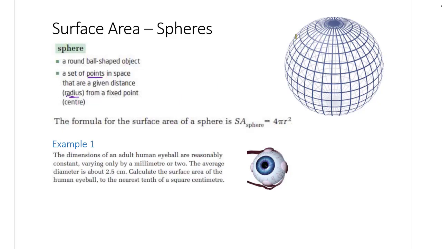So remember, the surface area, what would it take to cover the outside of this? So imagine you had a sphere and you want to paint it, right? Or you have a basketball and how much leather do I need to cover the outside of it? Something like that. So here's our formula.